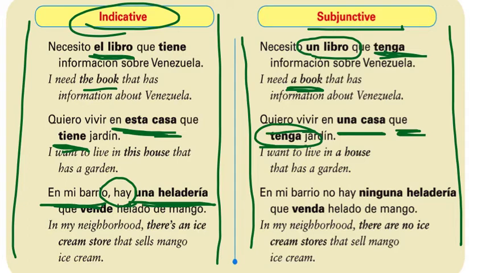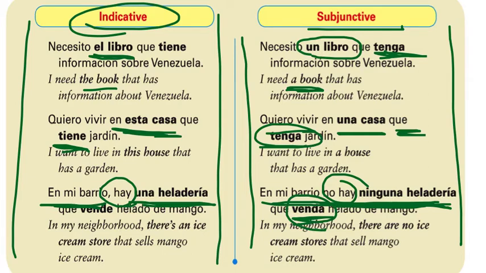As opposed to, en mi barrio no hay ninguna heladería que venda helado de mango. Now here, this clause right here in the main clause is considered the negative antecedent. And so therefore, you will use the subjunctive right there.